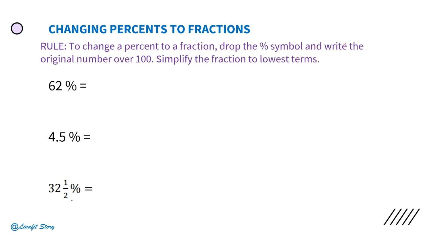How to change percents to fractions? Rule: to change a percent to a fraction, drop the percent symbol and write the original number over 100. Then simplify the fraction to lowest terms. For example, 62% means 62 out of 100. Then you may simplify it, equals 31 out of 50. You may divide both numerator and denominator by 2.